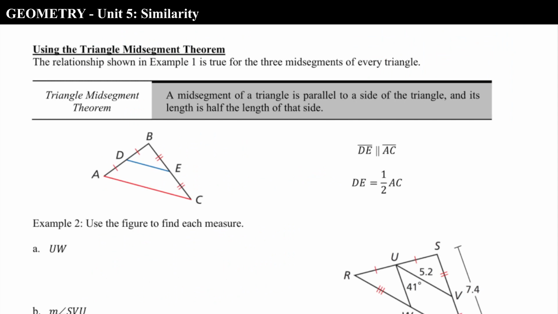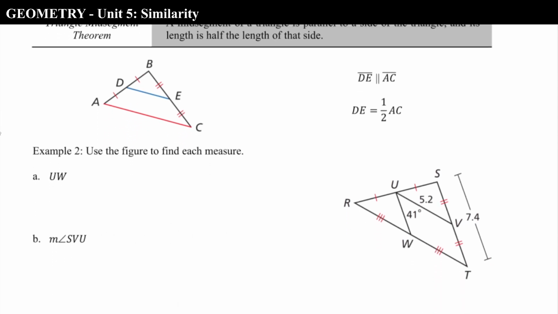So now let's use the triangle midsegment theorem. Now that we've shown some relationships here in example 1, the triangle midsegment theorem states that a midsegment of a triangle is parallel to a side of the triangle, and its length is half the length of that side. Okay? So DE is parallel to AC, and DE is half the length of AC. Another way you can look at it is AC is twice the length of DE. That may be easier in some cases to use.